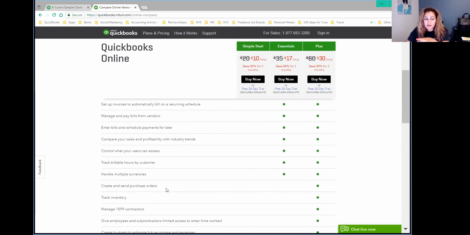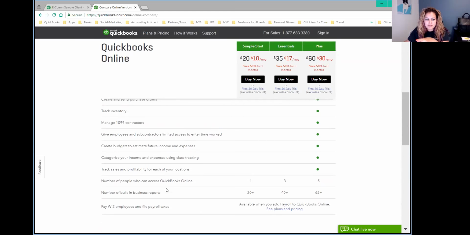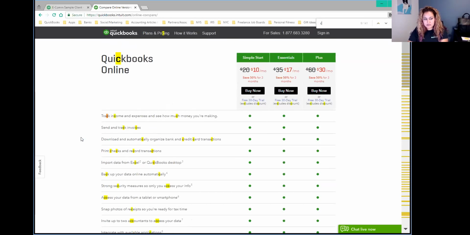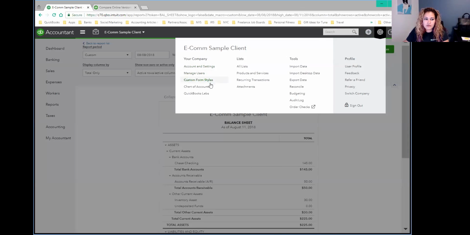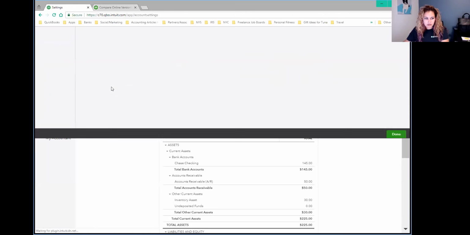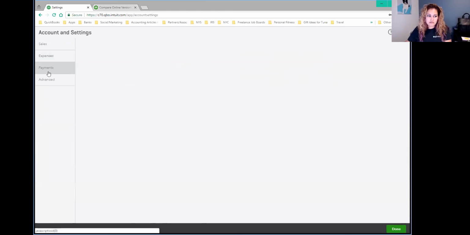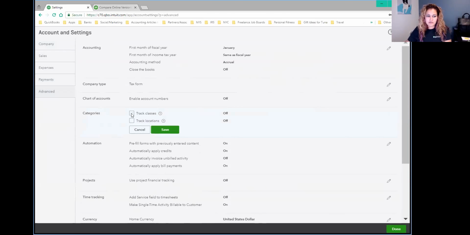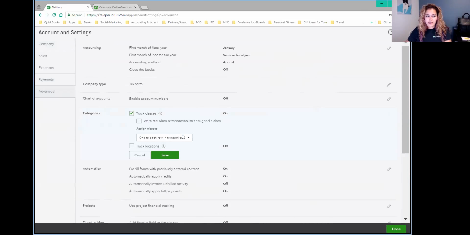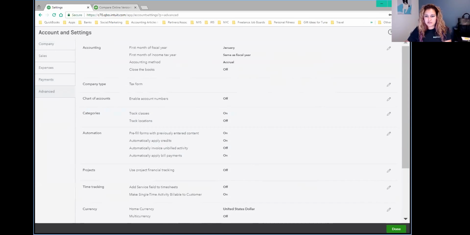But one other deciding factor that's a biggie for most people is classes. Class tracking only comes with the Plus version. And what class tracking does is it lets you, let's see if I can turn it on for you guys real quick. Accounts and settings. It's in your accounts and settings, and it's under advanced. Here, track classes. So let's say we want to track classes, and we want to do it by the entire transaction, and save. And I'll show you exactly what this does.